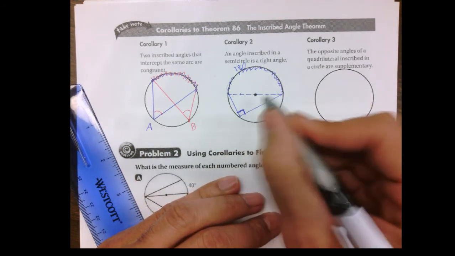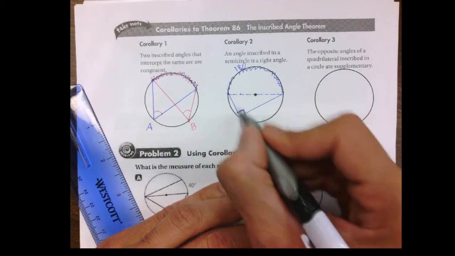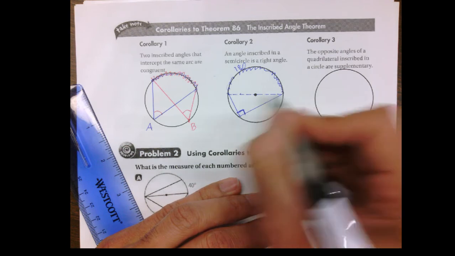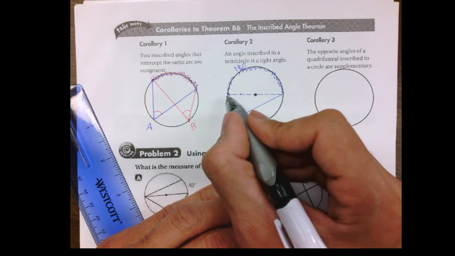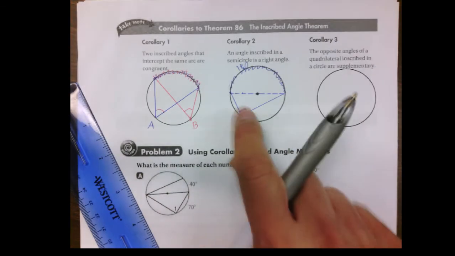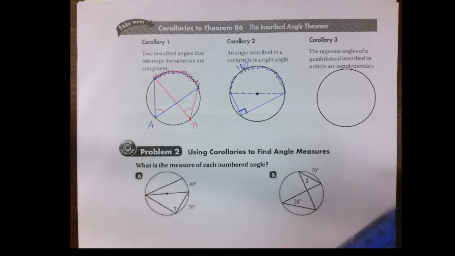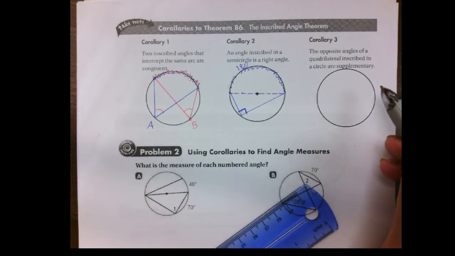And there's another theorem, I can't remember if we're going to do it next section, maybe not. But that says if you have a triangle inscribed in a circle and one side of the triangle is a diameter, then guess what kind of triangle you have? Yep, right triangle.